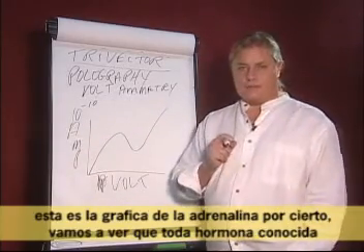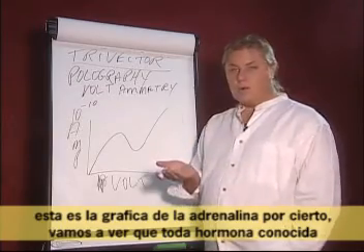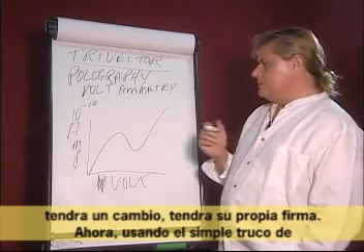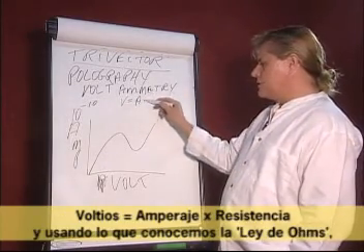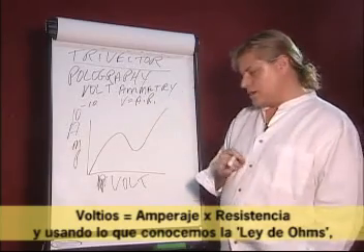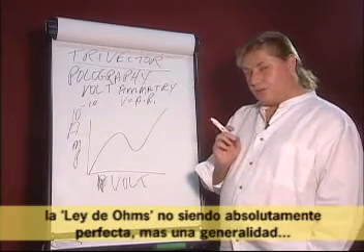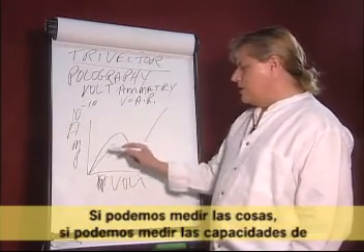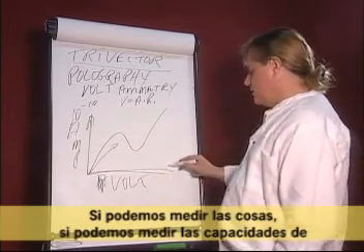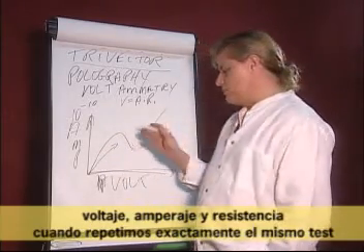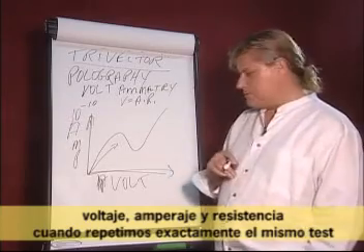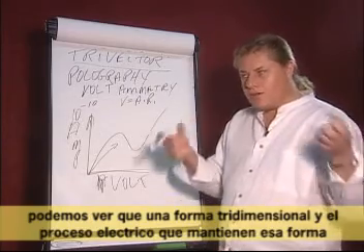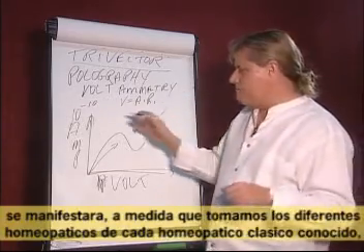This is the picture of adrenaline, by the way. We're going to see that every known hormone will have its own signature. Now, by a simple trick of using volts equals amps times resistance, using what we know as Ohm's law, not being absolutely perfect, it's more of a correlate, we can generate what I call the Trivector. If we measure the items, if we measure their voltage, amperage, and resistance capacities when we do exactly the same test, we can see that a three-dimensional shape, an electrical process that helps to hold that shape, will manifest.